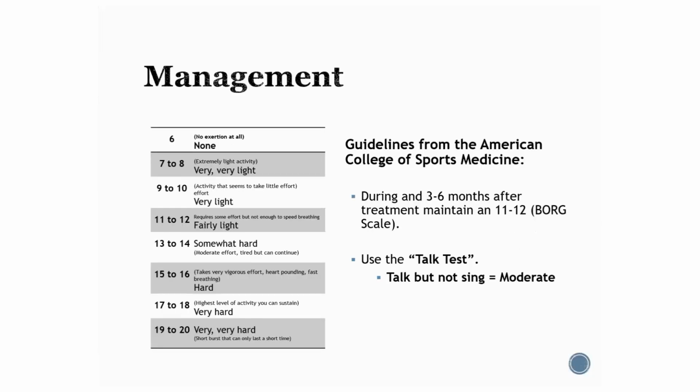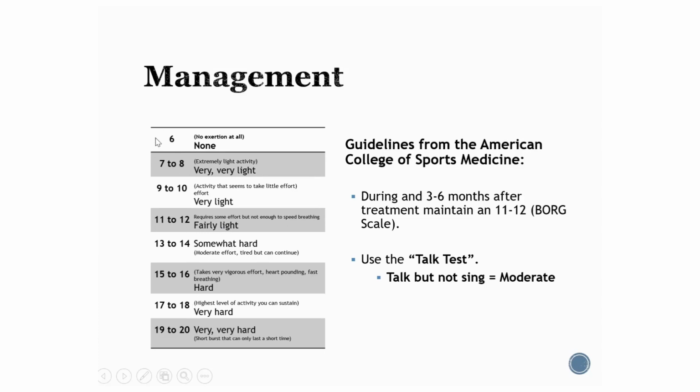So for individuals that are going through chemotherapy, when you're exercising, they talk about during and 3 to 6 months after treatment, trying to maintain what we call a Borg scale of 11 to 12. So you're working fairly light. So it requires some effort, but not enough to speed your breathing. And then once you get past that 3 to 6 month window, then you might be working in the somewhat hard range. And I always say, this is a hard thing to understand.